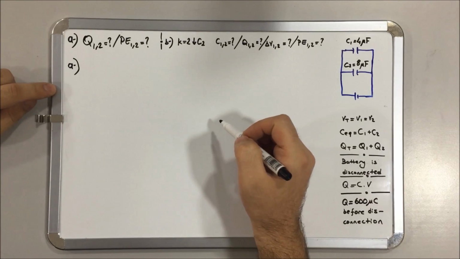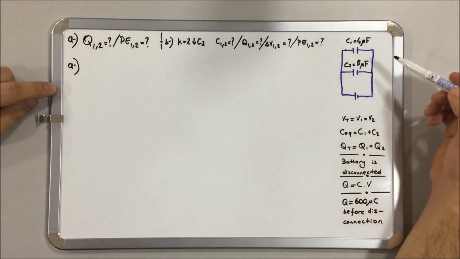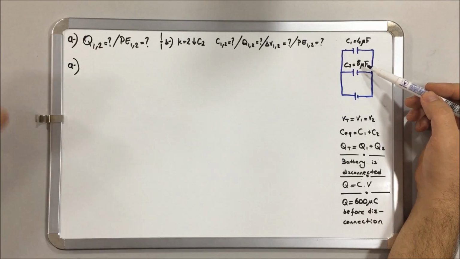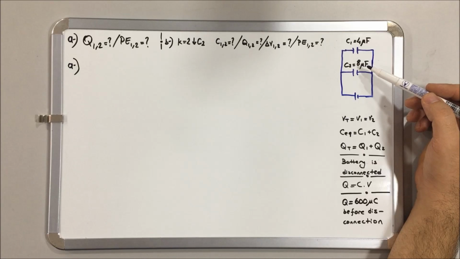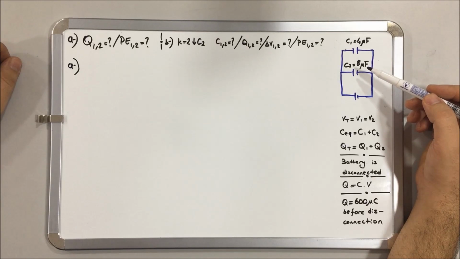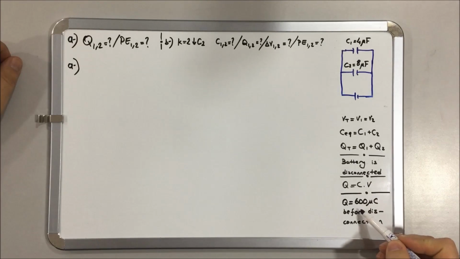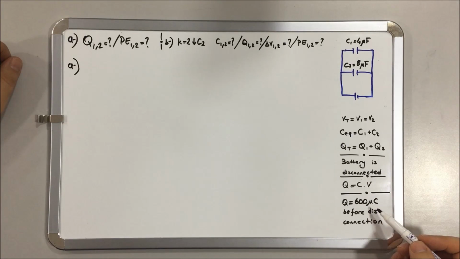Let's read the question. Two parallel plate capacitors, C1 is 4 microfarad, C2 is 8 microfarad, are connected in parallel combination. If the total stored charge of the group is 600 microcoulomb when they are charged by a continuous voltage source, and then they are disconnected from the battery, that means before disconnection, the total charge is equal to 600 microcoulomb.